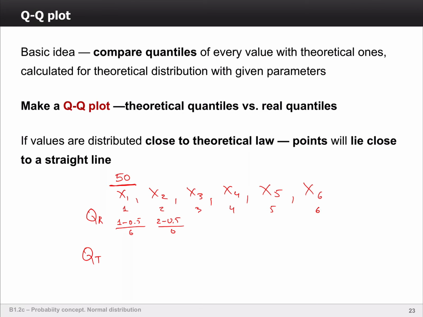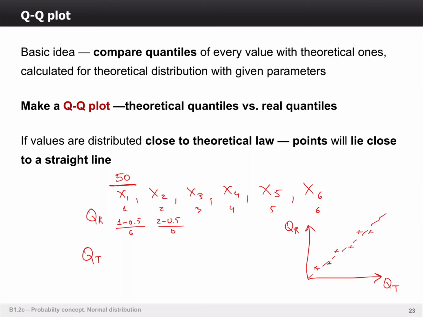And then the idea is you make a plot. Here you have the theoretical quantiles, and here you have the real quantiles. If values came indeed from a population that follows a certain theoretical distribution, the real quantiles and theoretical quantiles should be very close to each other. Sometimes, of course, depending on the sample size, they can be more extreme or less extreme, but the idea is that they should be pretty close to each other, so they should lie almost on a straight line. And the closer they are to this straight theoretical line, the more chance that these values came from a population that follows a certain theoretical distribution.